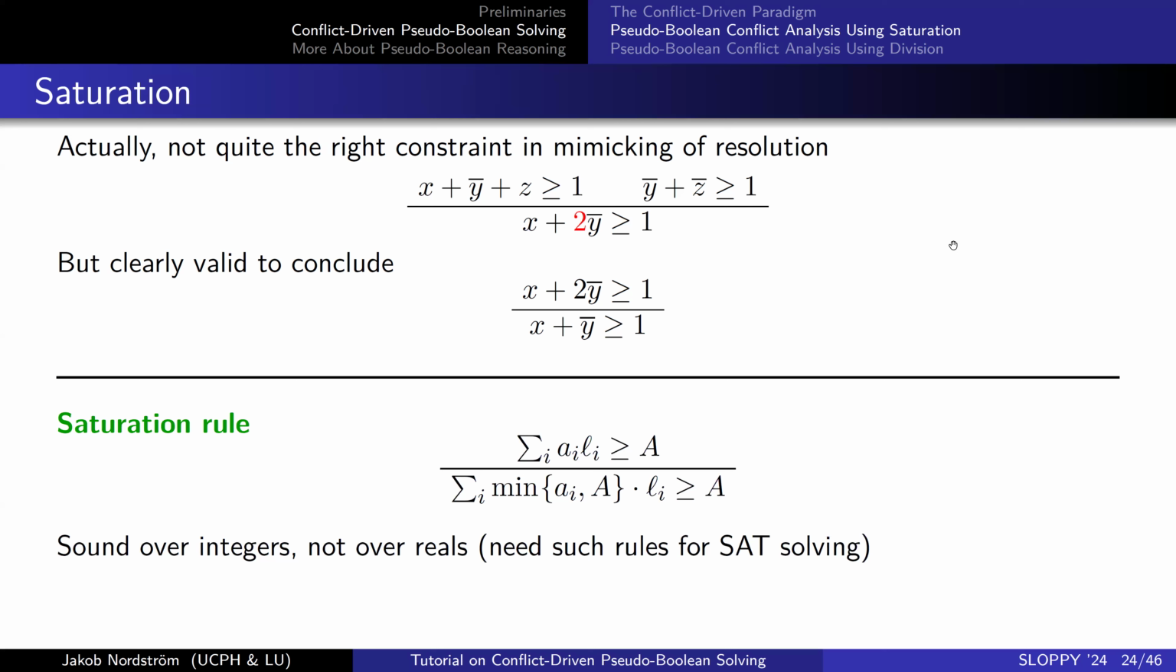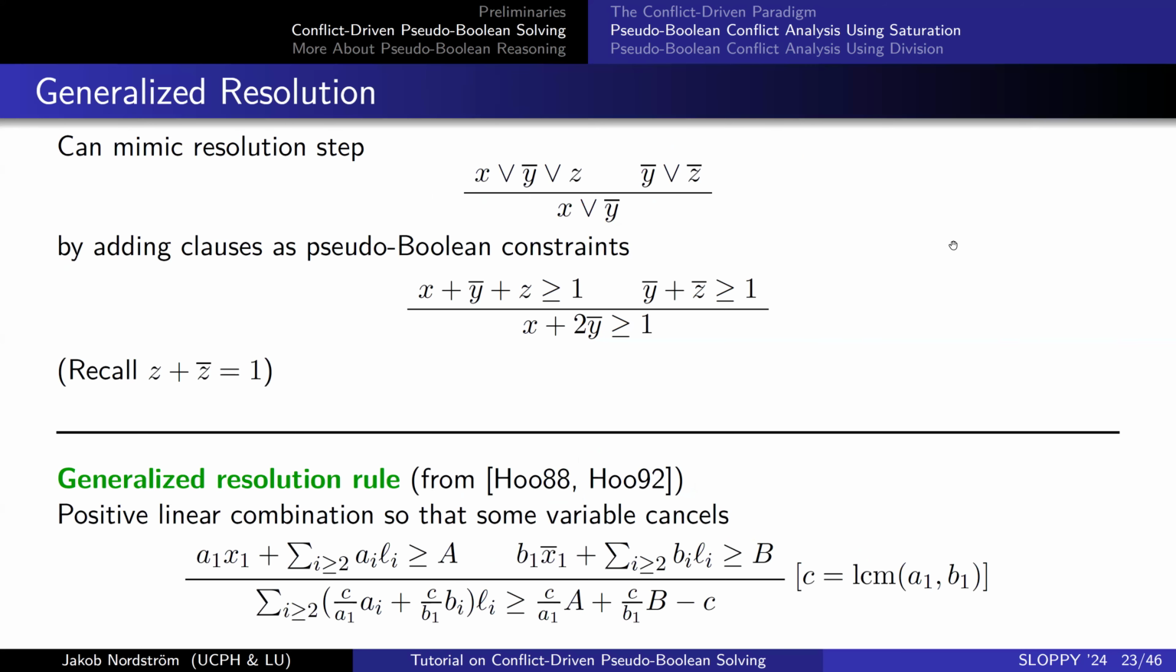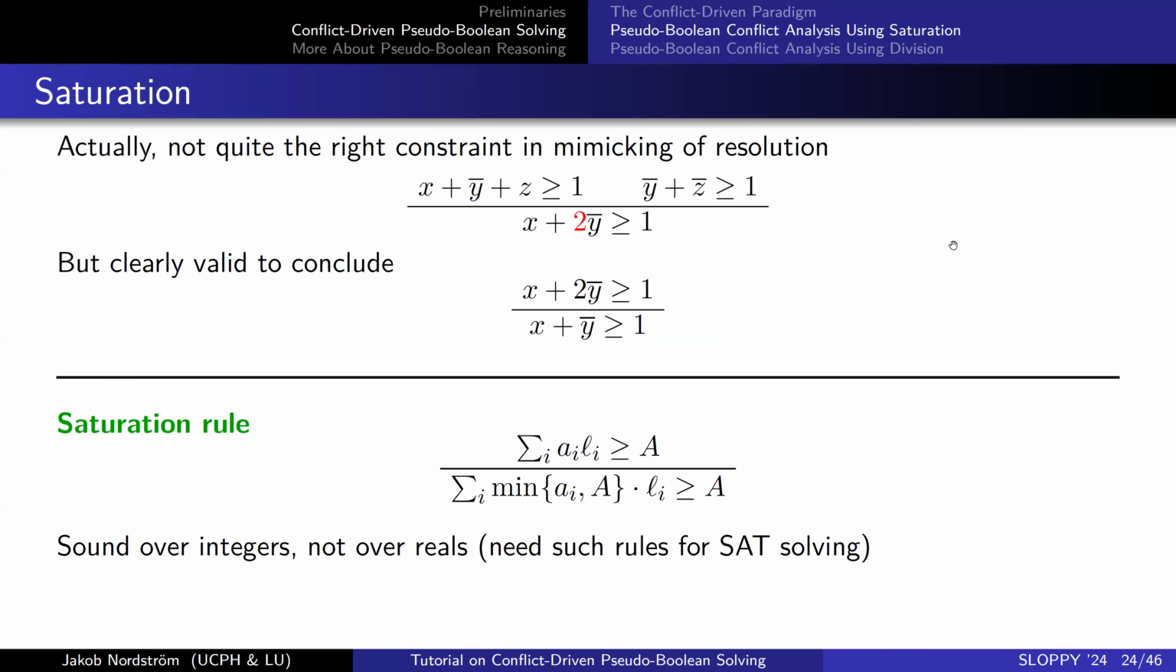You happy with this? Okay. And the important thing to see is that this is a rule that is sound over the integers, but not over the reals. This is good news because we're trying to do SAT solving. So we should have a rule. I mean, just summing up, the generalized resolution rule, the way we defined it, is sound over the reals. Okay, so we're not going to solve a Boolean problem with this rule only. We need something like saturation.